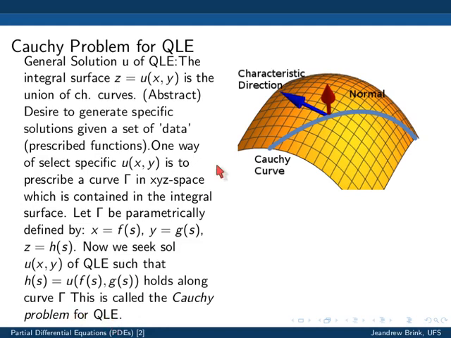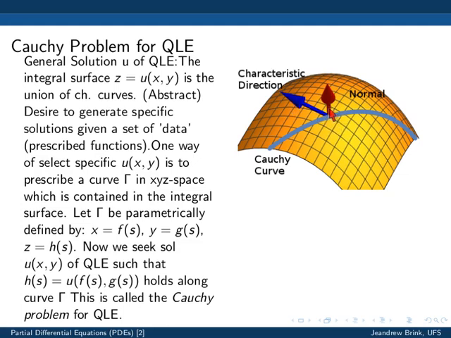So now suppose you had this solution surface, which is the union of all the characteristic curves. Somewhere on the solution surface, you're going to have this blue curve, which you call the Cauchy curve gamma. For that curve, you're still going to have the normal to the surface, which is now the normal to gamma, as well as to the characteristic curves going along there. And you're still going to have the tangent space.